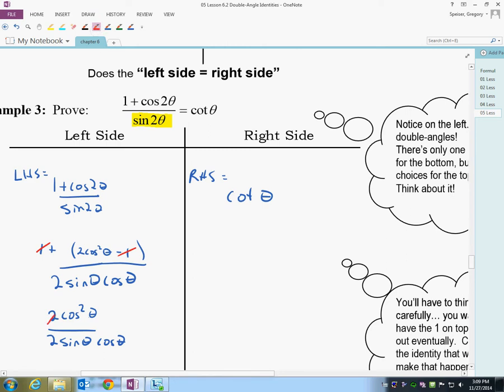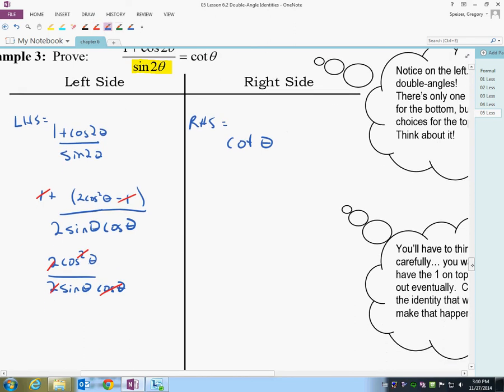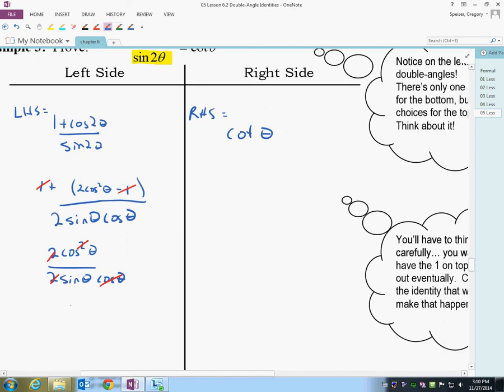And now I've got some neat things I can cancel out. My 2's will cancel out, and one of my coses from the numerator will cancel out my only cos from the denominator. And guess what? We're there, because the cos over sine is equal to cotan of theta. And we are able to write those magic words, left-hand side is equal to right-hand side.